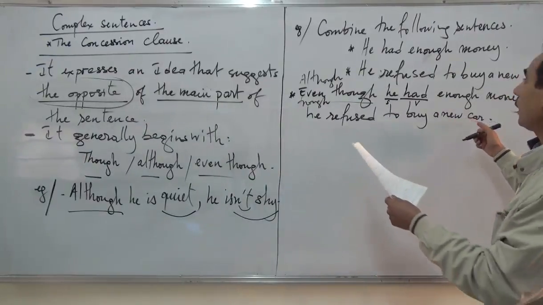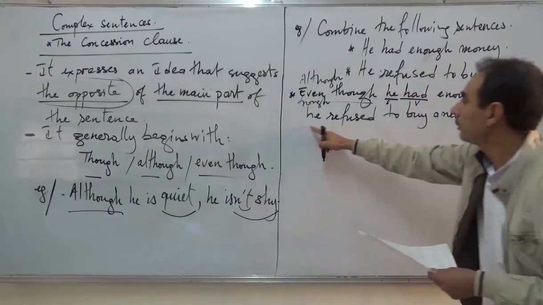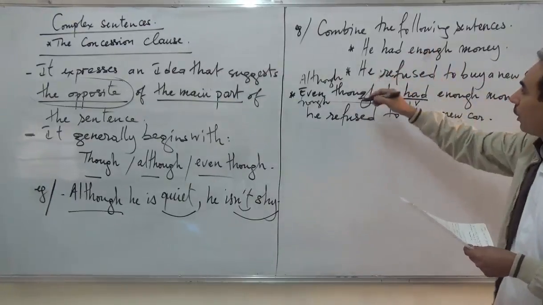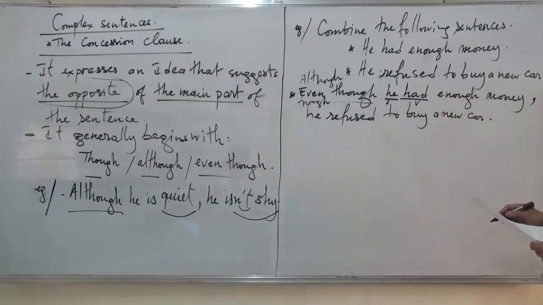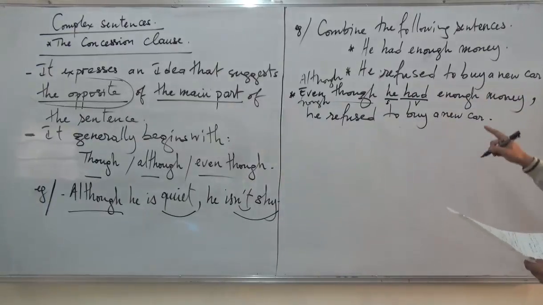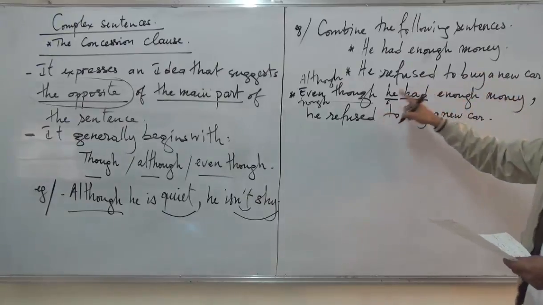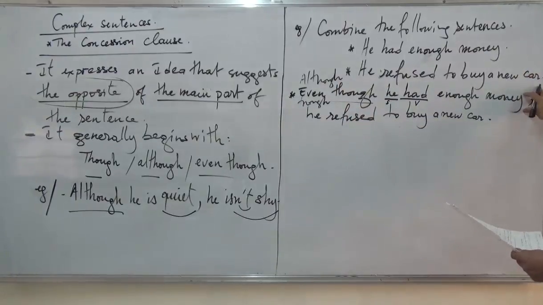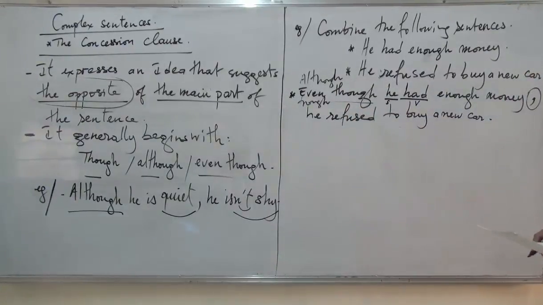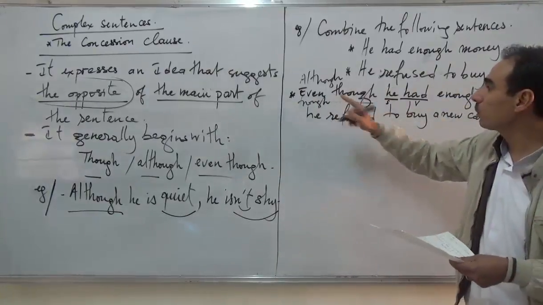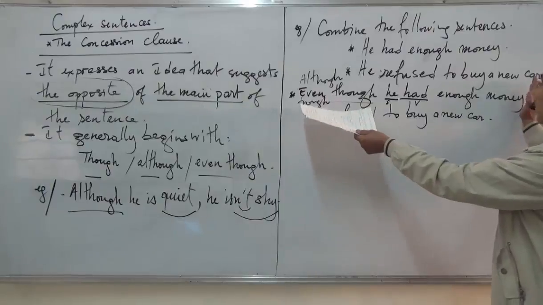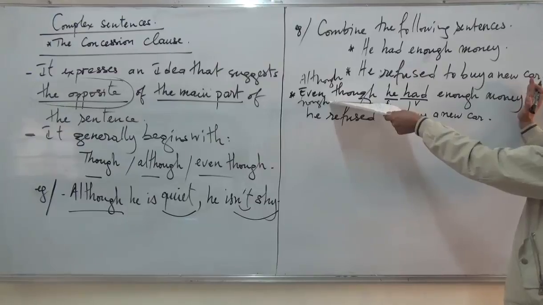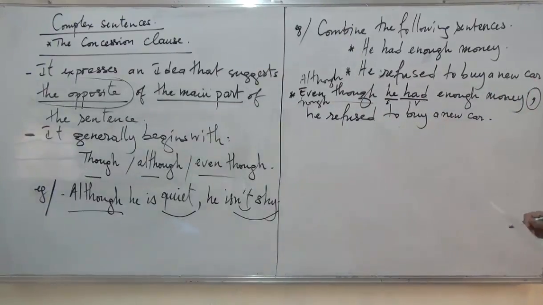We can also invert the two. We can start from here: he refused to buy a new car, though, even though, although he had enough money. Just pay attention to the fact that if we invert the two sentences and have the connecting word in the middle of the sentence, we don't use the comma. We use the comma only when we start with the connecting word, or when we start with the concession clause, or even when we start with the subordinate clause in all the other types of complex sentences.